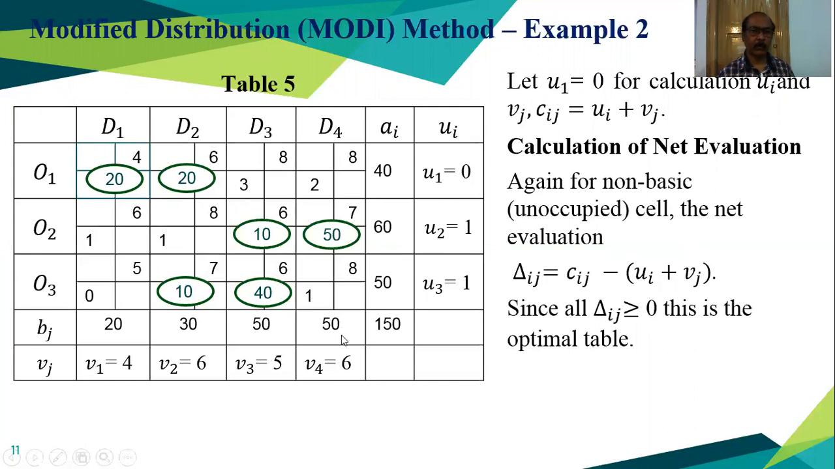So we can say the optimum solution of the given transportation problem exists, and this is our optimum solution. X11 is equal to 20, X12 is equal to 20, X23 is equal to 10, X24 is equal to 50, X32 is equal to 10, and X33 is equal to 40. Here the number of allocations is 6. Capital N is equal to 6, and M plus N minus 1, that is 3 plus 4 minus 1, is equal to 6. So this is our non-degenerate optimal solution.